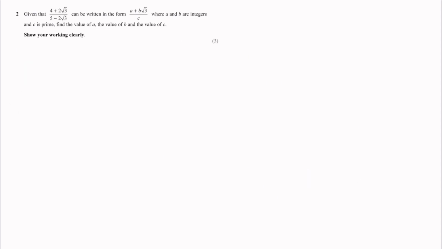Question 2. Given that 4 plus 2 root 3 over 5 minus 2 root 3 can be written in the form a plus b root 3 over c, where a and b are integers and c is prime, find the value of a, b, and c.